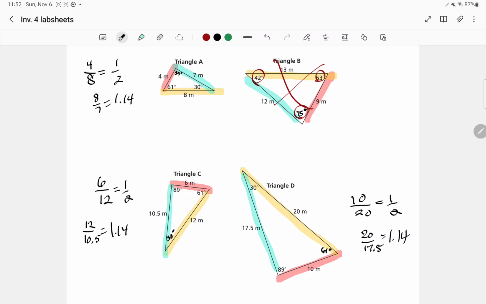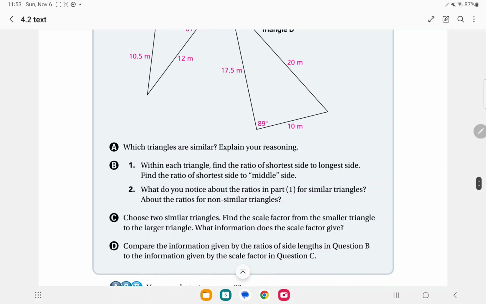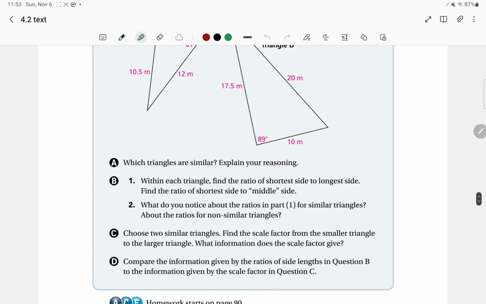And all of those are going to be the same. You notice it's different, 1/2, but if you compare corresponding sides on the triangles, the same ones, then you get the same ratio. Now we've answered part A. Hopefully you can explain your reasoning. Go ahead and pause the video and do that if you haven't already.